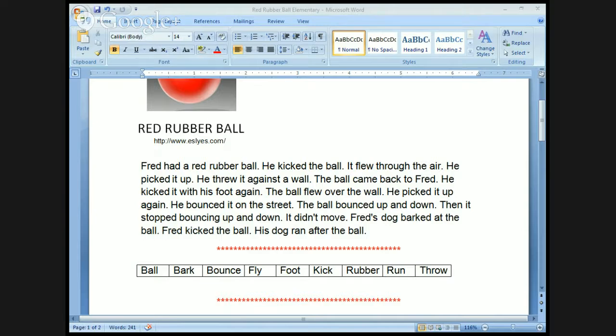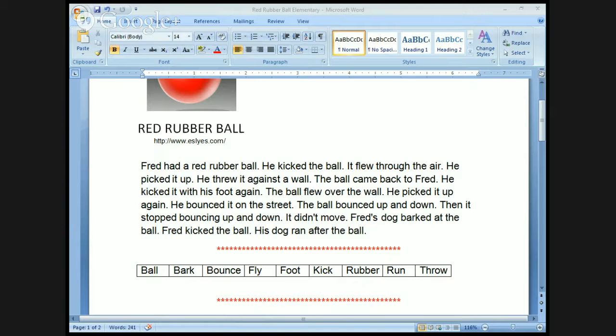Does Fred have a red rubber ball? Yes. Did Fred kick the ball? Yes. Did Fred throw the ball in the air? Yes. Did he pick it up? Yes. Did he break a window? No. He threw it against the wall? Yes. Fred threw something against the wall.